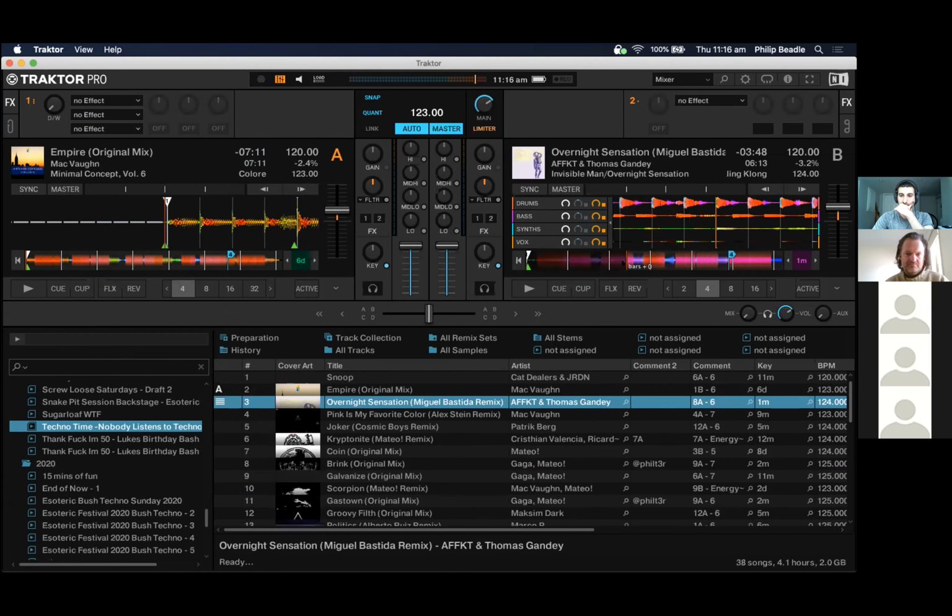So yeah, just looking at Tractor again, right? This one on the left here is a normal track, an AIFF file, a single file. This one on the right is what they call a stems file.